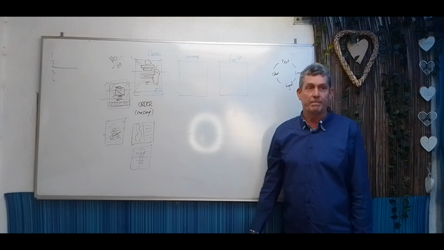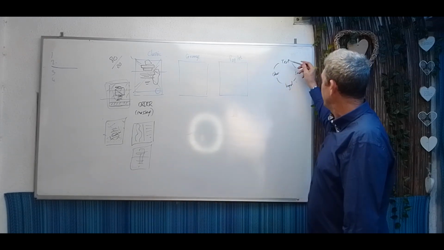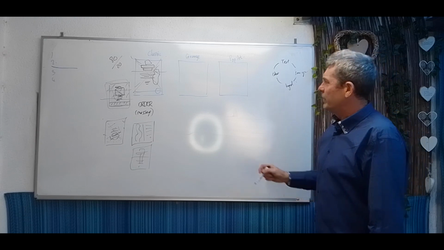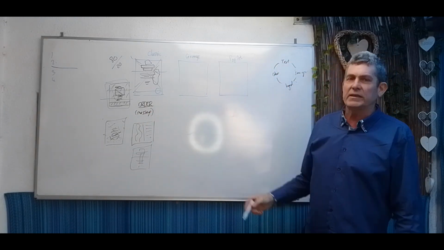Very simplified. Now, if you go over to Grunge and you want to look at text, image, color, background, here the key word is order. In Grunge, what is the key word?